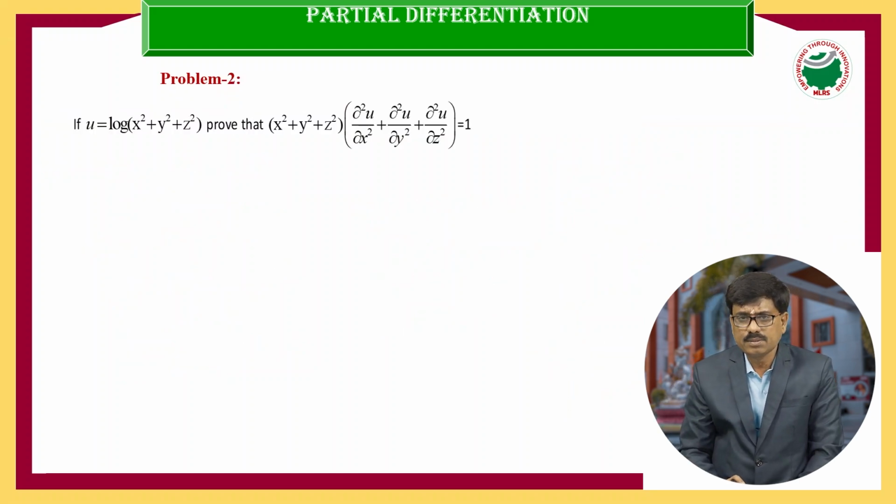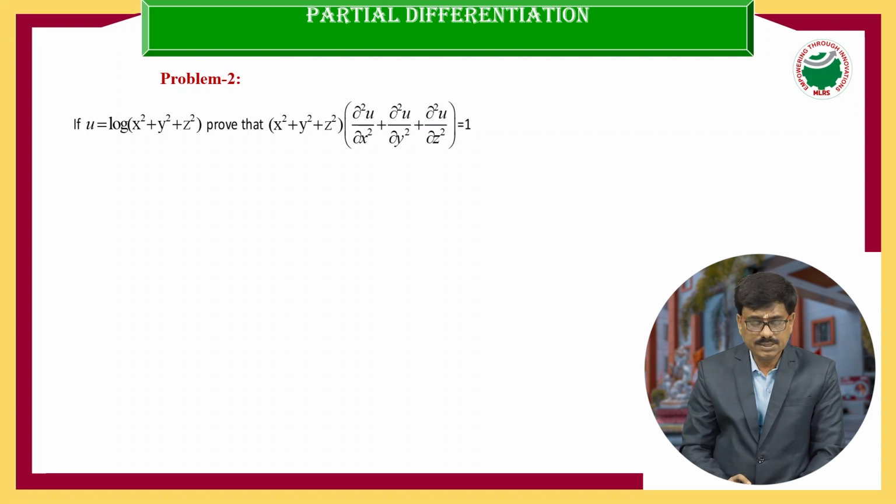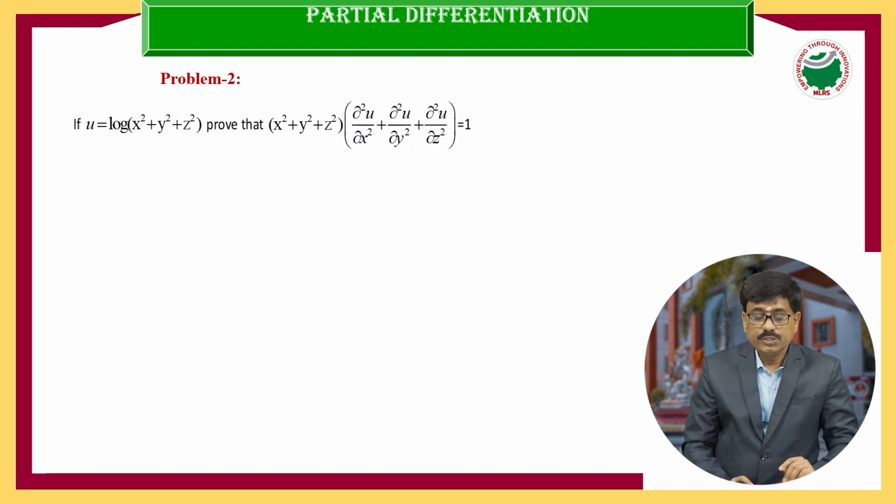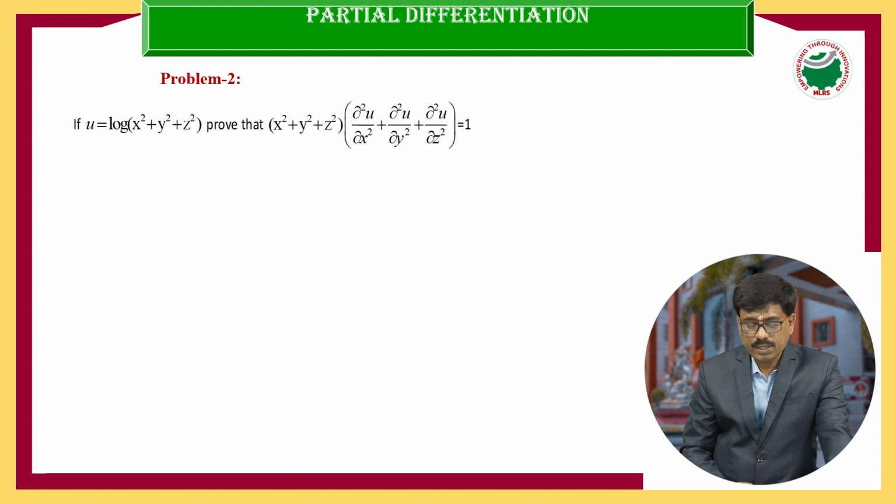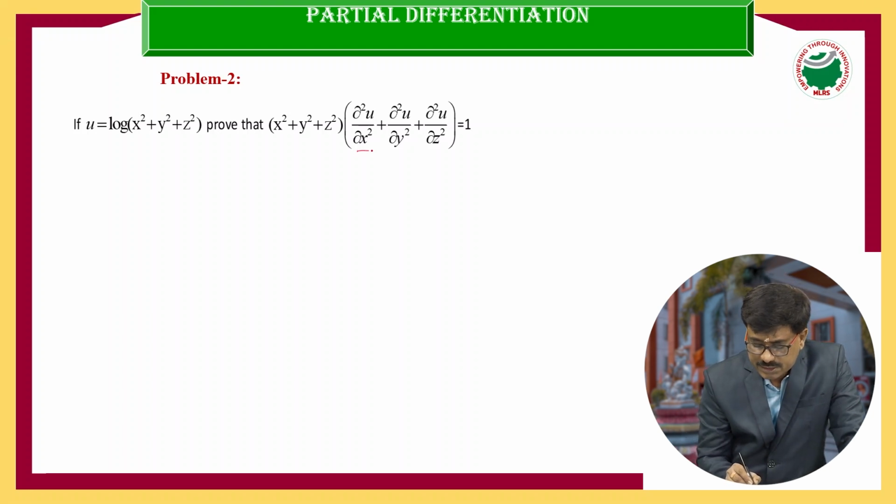How do you evaluate the partial derivative of a three variable function in the form of a logarithmic function? Okay, let us go with this problem. u equal to log of (x² + y² + z²). Then we need to prove that (x² + y² + z²) into (∂²u/∂x² + ∂²u/∂y² + ∂²u/∂z²) becomes 1. There is a proof.